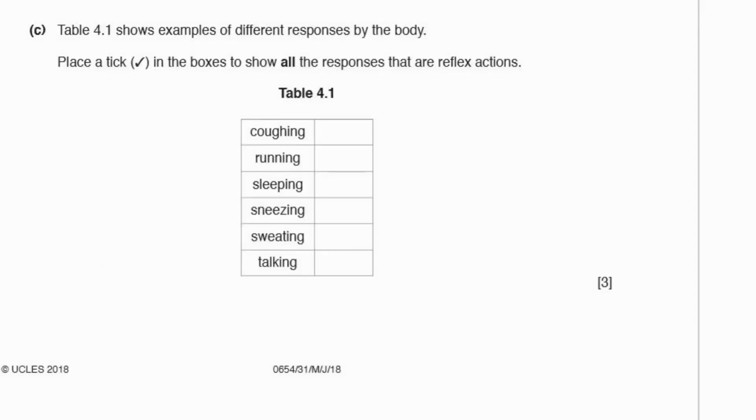Okay, good. Part C, Table 4.1 shows examples of different responses by the body. Place a tick in the boxes to show all of the responses that are reflex actions. So basically, it's a reflex action if you do it without thinking, if you have to work really hard to not do it. Okay, so coughing. Yep, you have to work really hard to not cough. Running, no, you don't have to work really hard not to run. That's very easy not to run.